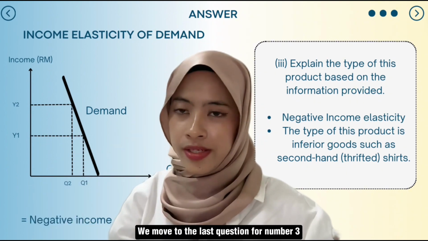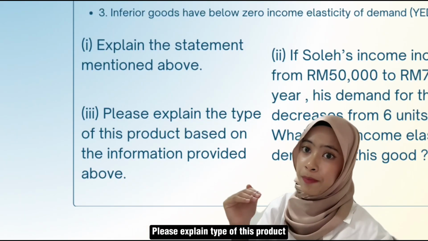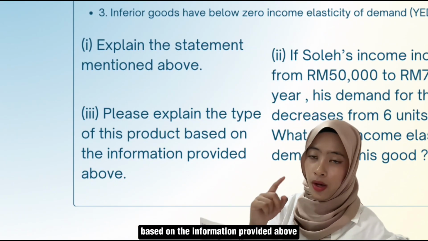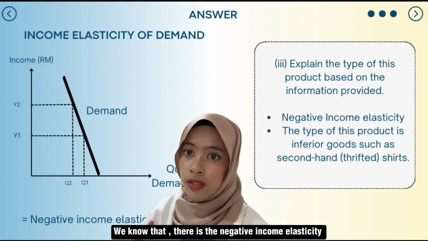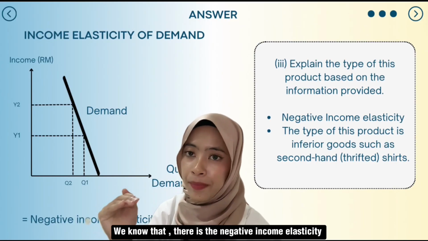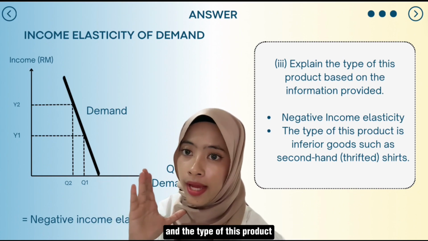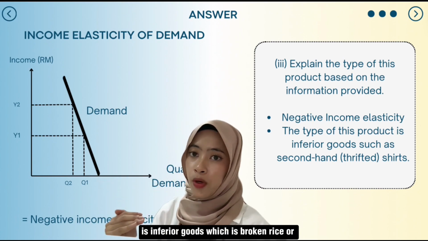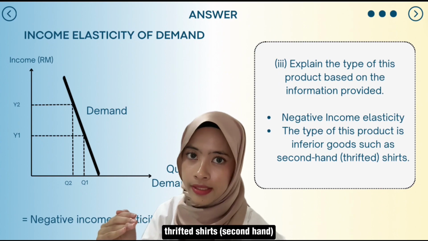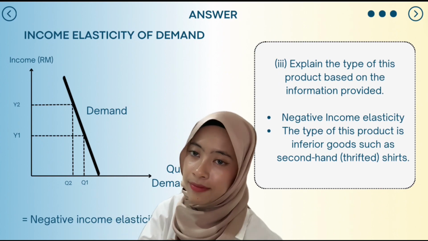Now we move to the last question for number 3, which is, please explain the type of this product based on the information provided above. So we know that there is negative income elasticity, and the type of this product is inferior goods, which is broken rice or thrifted shirts or second-hand shirts.